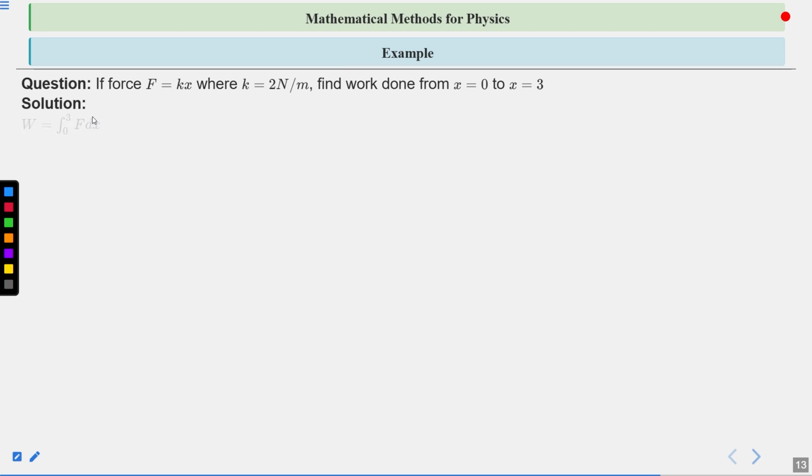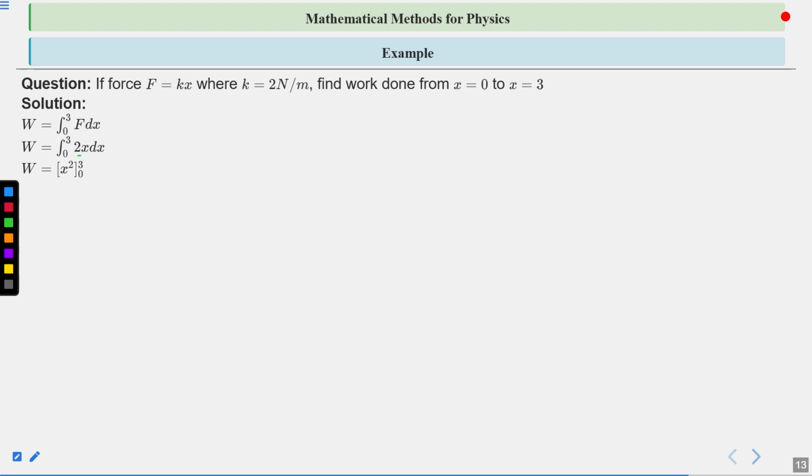Solution. We know W is equal to the integral of F dx. So taking integration from 0 to 3. The limit is given, x is equal to 0 to 3. And we know the value of F is what? It is kx. And the value of k is also given, that is 2 Newton per meter. So substitute the value of F. You will get 2x dx.